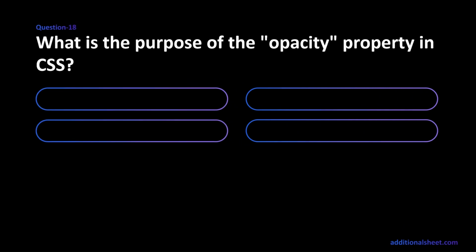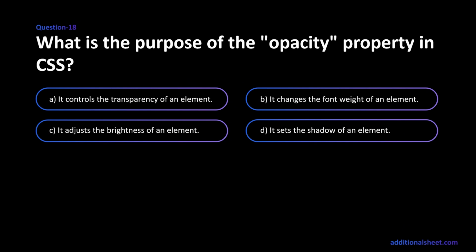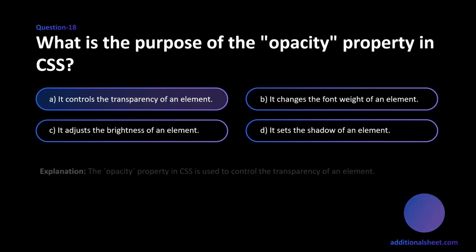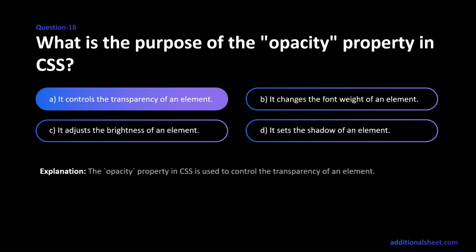Q18, what is the purpose of the opacity property in CSS? Options are A. It controls the transparency of an element. B. It changes the font weight of an element. C. It adjusts the brightness of an element. D. It sets the shadow of an element. Correct answer is option A. The opacity property in CSS is used to control the transparency of an element.